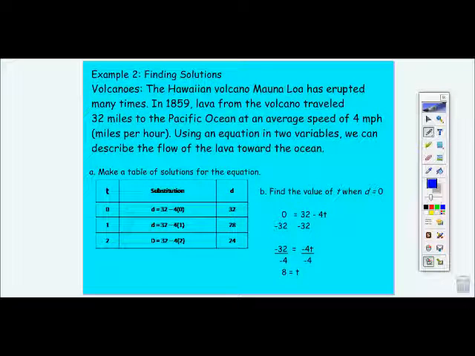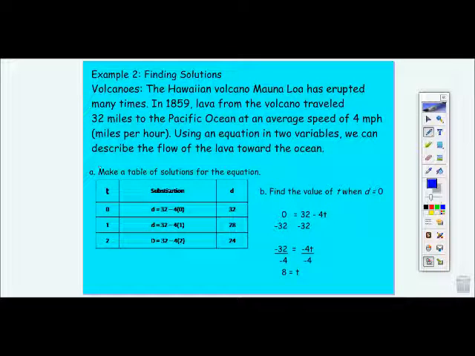Now example 2 says finding solutions, and we're going to have a word problem. It's going to be about volcanoes. The Hawaiian volcano, Mauna Loa, has erupted many times. In 1859, lava from the volcano traveled 32 miles to the Pacific Ocean at an average speed of 4 miles per hour. Using an equation in two variables, we can describe the flow of the lava toward the ocean.